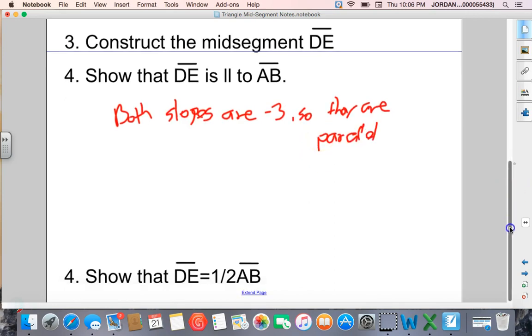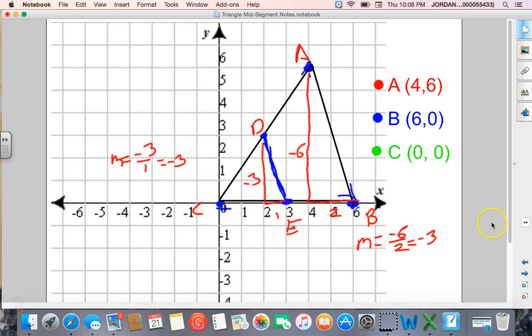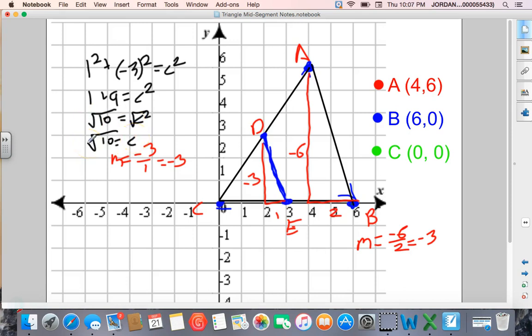Alright, and then last step is to show that DE equals half of AB. So in order to do that, we need to know their distances. We need to know how far they are from D to E and from A to B. So we can use the distance formula, or you can use the Pythagorean theorem. I'm just going to use the Pythagorean theorem since I already know two sides of this triangle. So I got my A, I got my B, I just need to find C. So we say, alright, well we got 1 squared plus negative 3 squared equals C squared. And that'll tell us the length of our midsegment. 1 squared is 1, negative 3 squared is 9. So that's 10. Then you take the square root. So C equals the square root of 10.